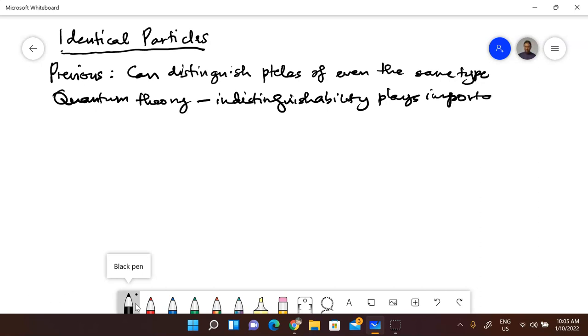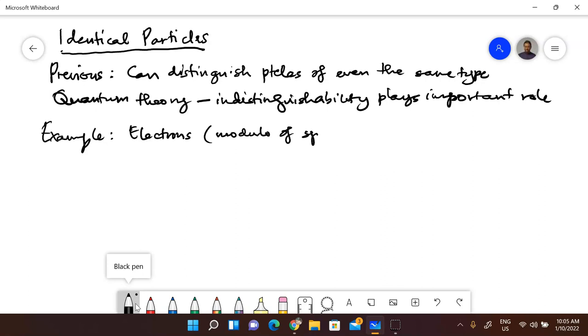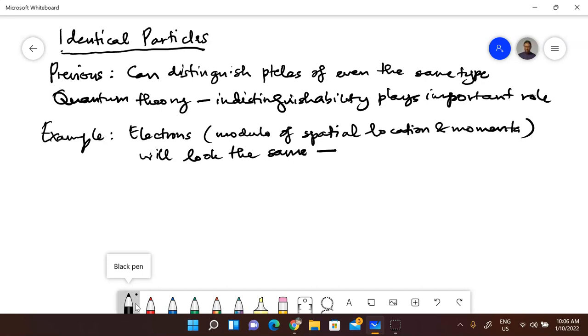So what is known experimentally? For example, here's an example for electrons. Modulo their spatial location and momenta, if you take away their location and momenta, all electrons look the same. And the only thing that distinguishes between them, the distinguishability, is coming from the quantum state.